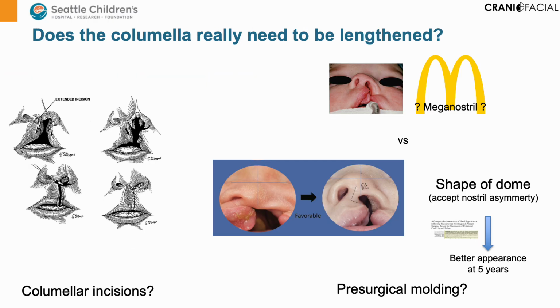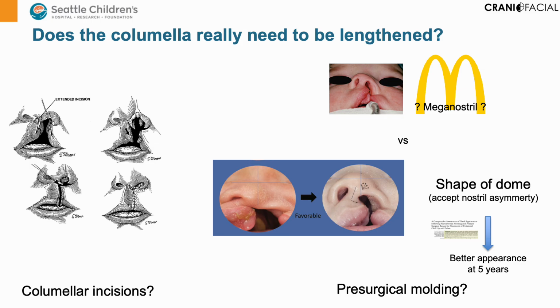So it begs the question, does the columella really need to be lengthened? Do we actually need to be putting incisions on the columella with our primary repair? And in terms of pre-surgical molding, do we actually want symmetry prior to surgery? Or should we anticipate that things are going to change with surgery, and with that, accept that there's asymmetry?